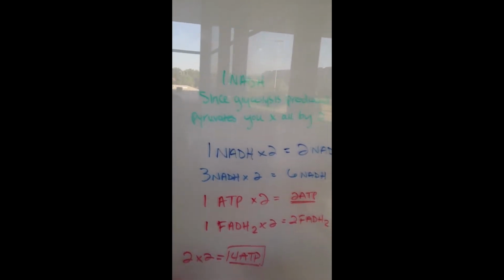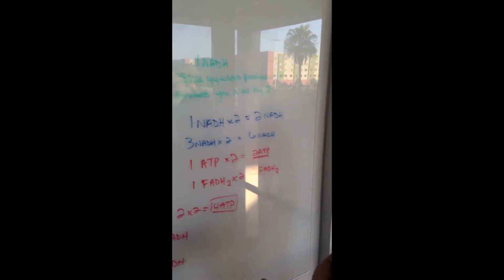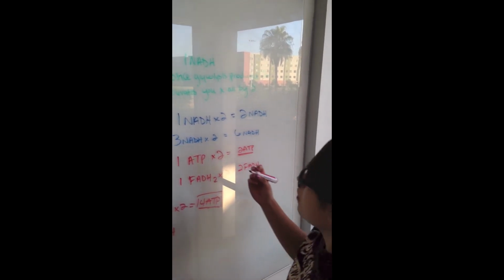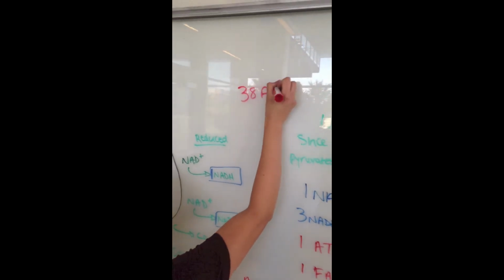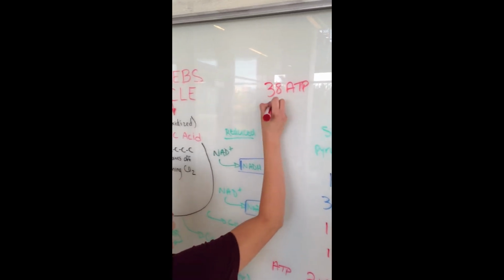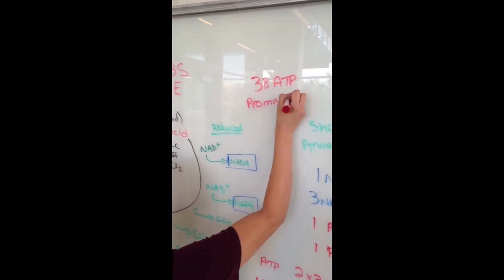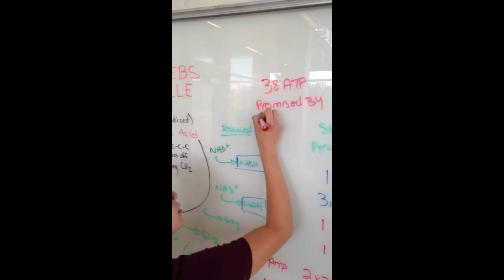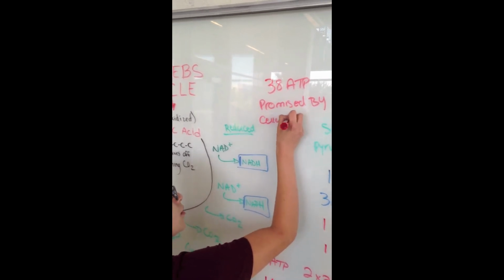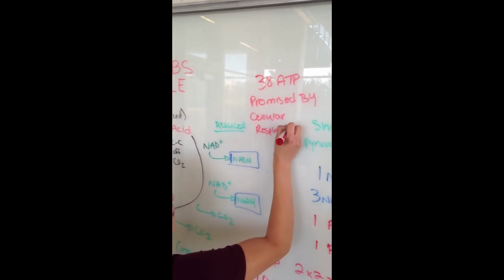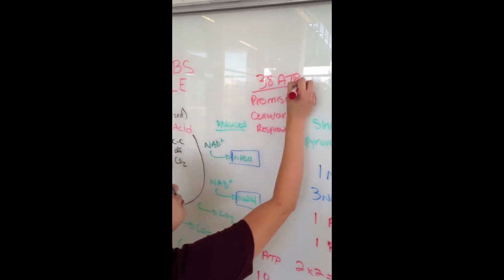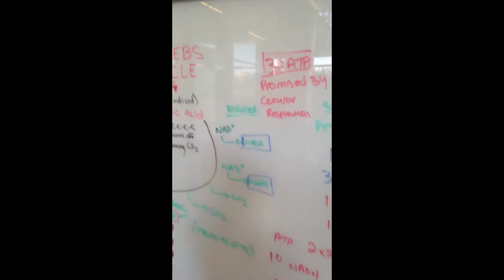Further on, you need to keep in mind that within this whole process, you need a total of 38 ATP promised by cellular respiration. So you need to make sure that you get 38 ATPs.